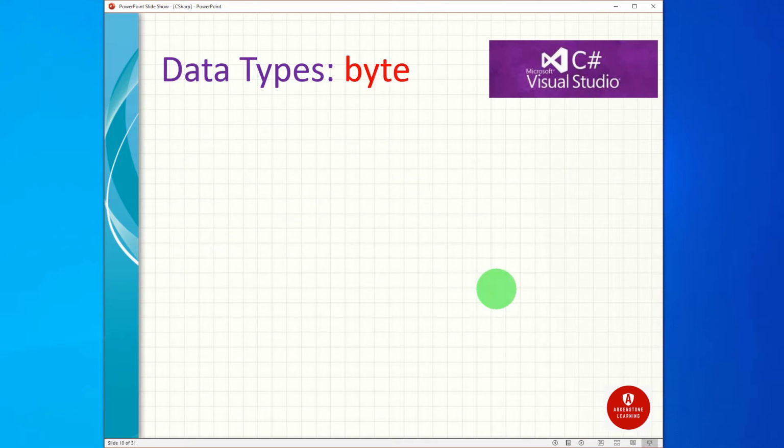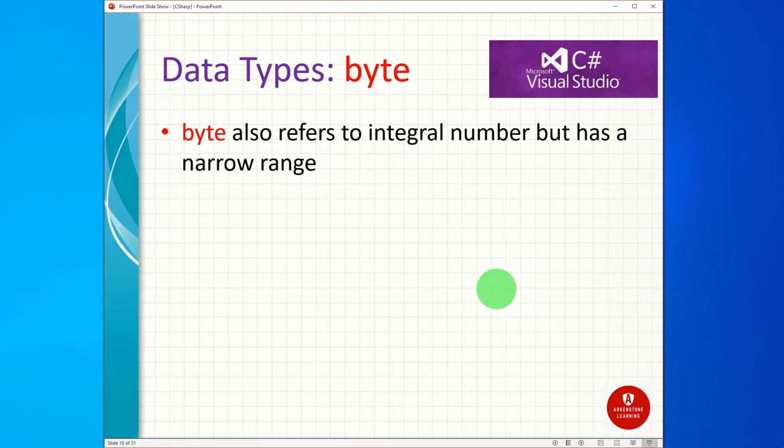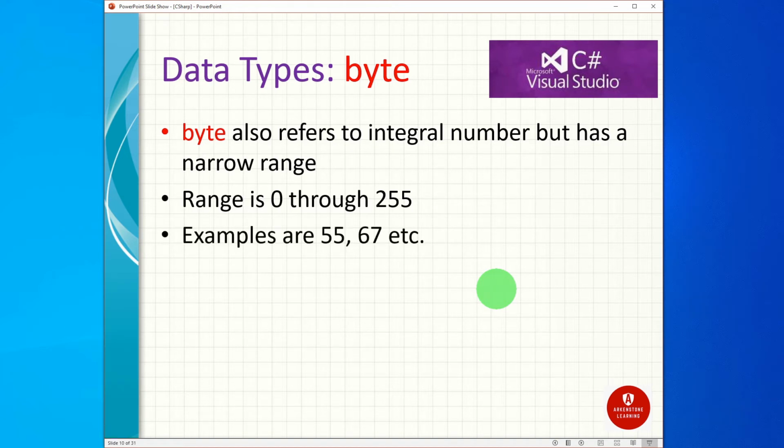And the next data type is byte. Byte also refers to integral numbers but has a narrow range as compared to int. Its range is 0 through 255. The examples are 55, 67, and its size is 8 bits because its range is lesser. So 8 bits are more than sufficient to store byte type data.